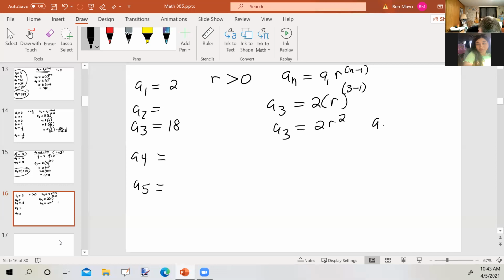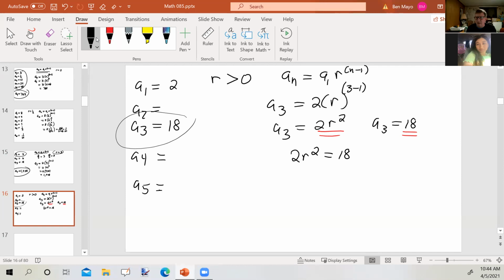We also know that a sub 3 equals 18. That's a given. So now a sub 3 equals this, and a sub 3 equals that. So from that, we get the following equation: 2r squared equals 18. Okay. I'm going to divide both sides by 2, and I get r squared equals 9.